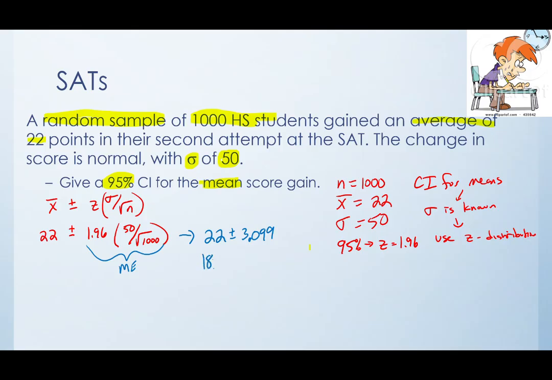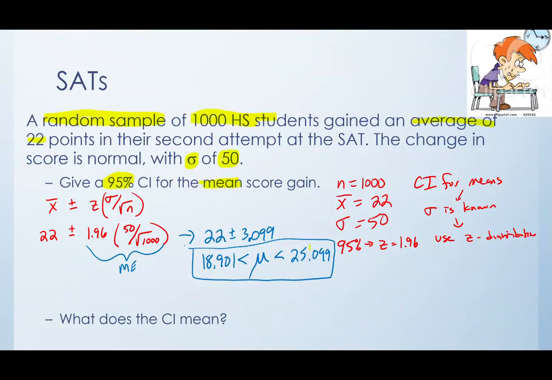So 18.901 less than mu, because that's what we're estimating, the population mean, to 25.099. So there is our confidence interval. Now, what does that mean? That's the harder part, I think, right?